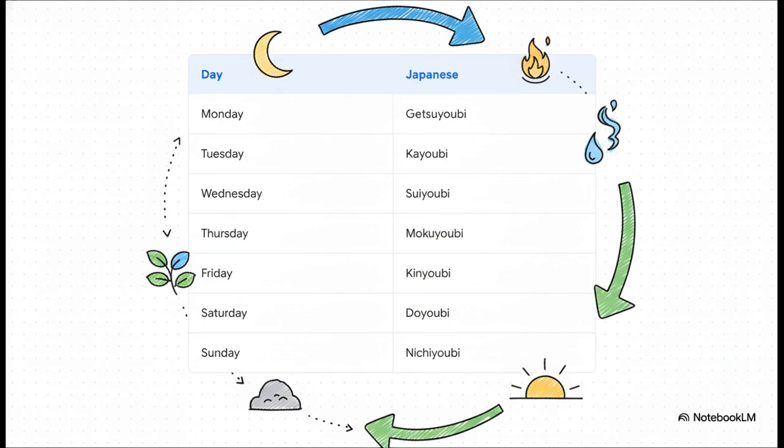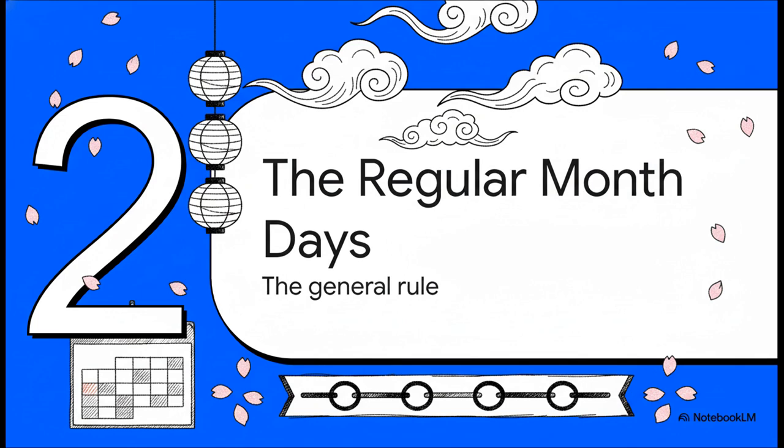And check it out, here's how it all clicks together. You take our root for Monday, getsu, and it becomes getsu yobi. For Tuesday, ka becomes ka yobi. Wednesday, sui becomes sui yobi. You see the pattern? It's perfect, it's predictable, it works every time. Awesome. The week is down. Now let's level up and move on to the days of the month.